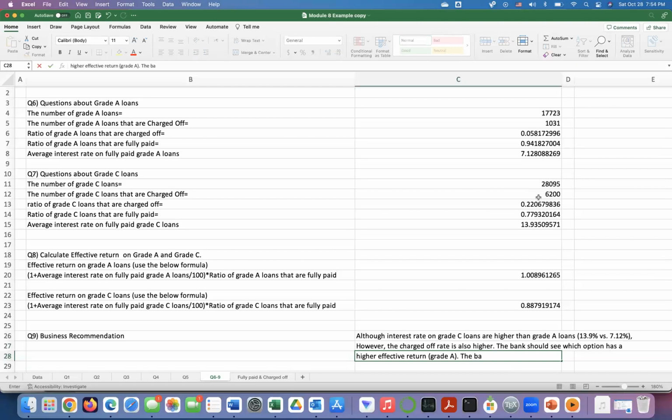The bank should focus on grade A loans. Why? Because the effective return for them is higher. It's even greater than 1. But for grade C loans, they are losing money on them. Although they make 13% interest, they lose 22% of them because many people don't pay them back.